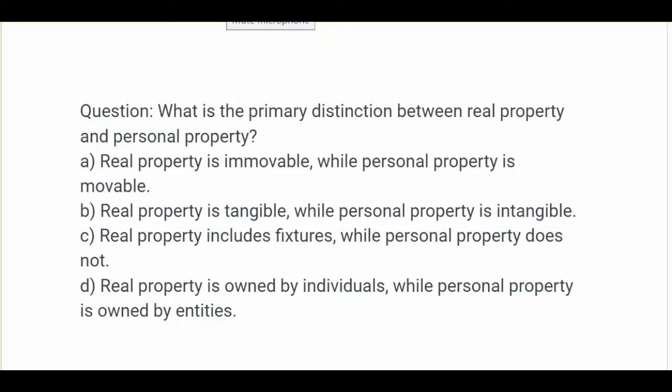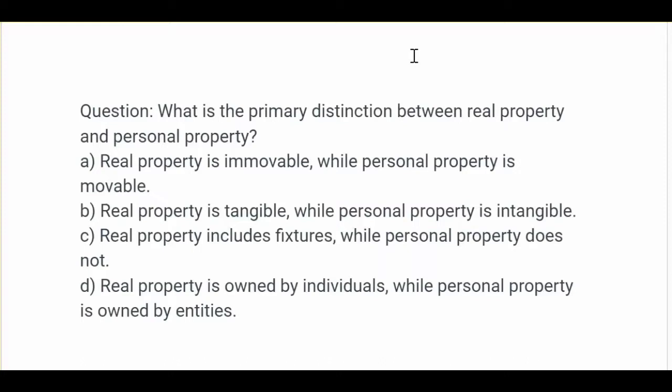Hey, today we are looking at 20 questions for your next real estate exam, and the topic is real property ownership. So good luck. What is the primary distinction between real property and personal property?